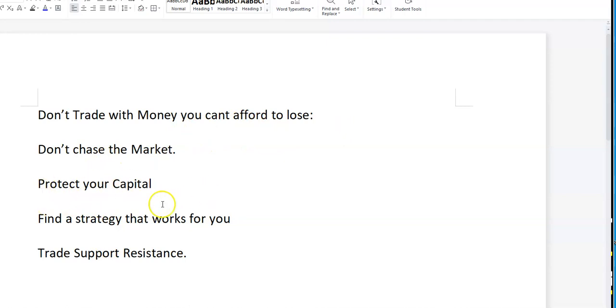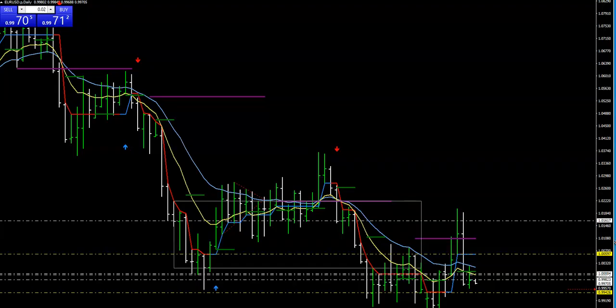We don't chase the market. We protect our capital, find a strategy that works for you. And there are many good strategies out there, but for strategies to be successful, you have to work at them, practice, and find one that suits your trading psyche. And then when you've found one that's reasonably good, you need to find 2 or 3 because the market conditions change. And when the market's conditions change, you've got to be flexible enough to go with the flow. And any good strategy, if you want to get the best out of it, you need to learn to trade support and resistance. So with that being said, let's get into it.